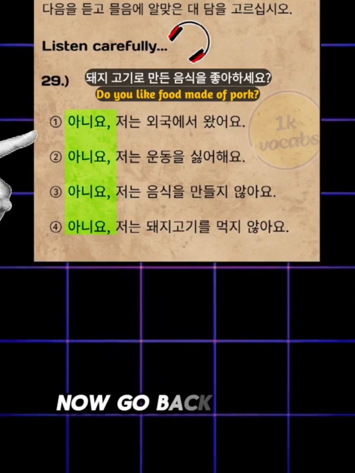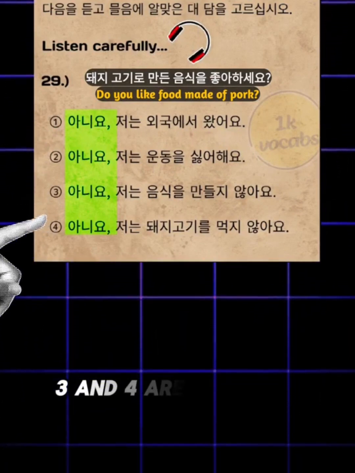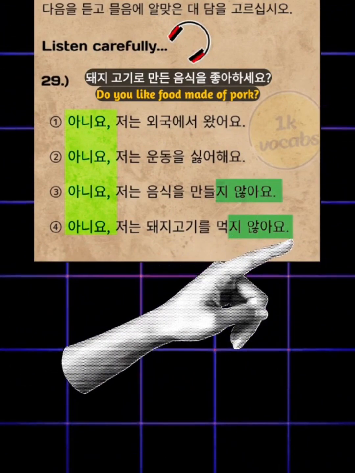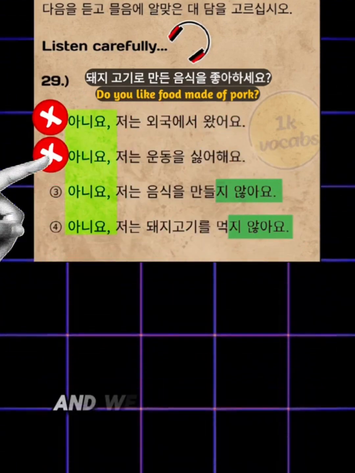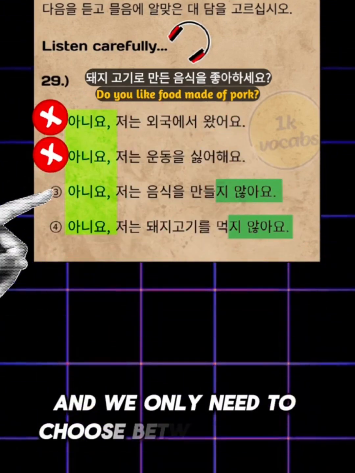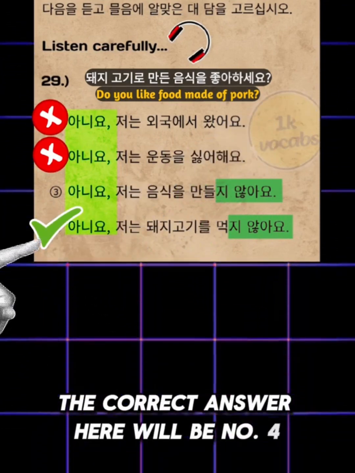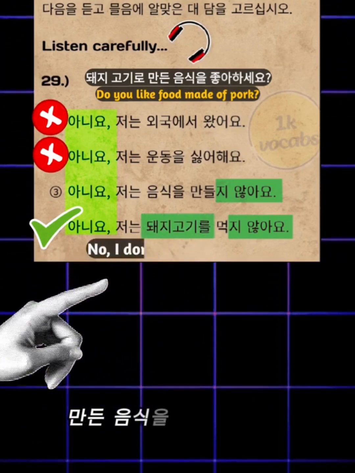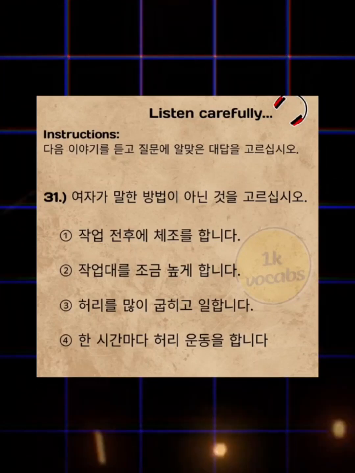Now go back to the choices. As you may notice, only number 3 and 4 have ji anayo. This means number 1 and 2 are both incorrect, and we only need to choose between 3 and 4. The correct answer here will be number 4, since Namja said, 돼지고기로 만든 음식을 좋아하세요? Can you answer this?